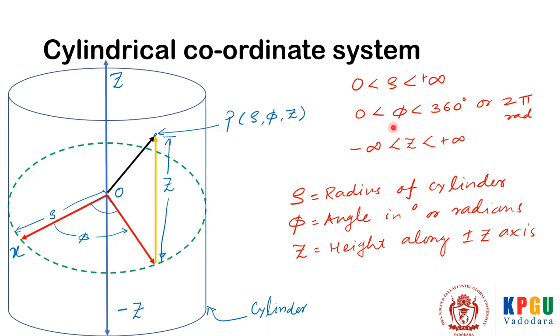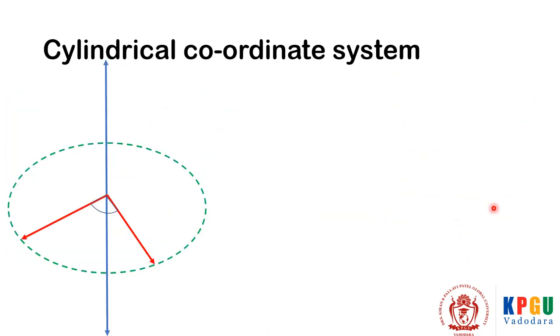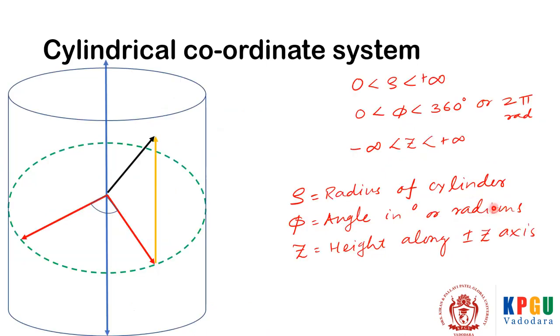I hope you understand that. And z can be along the positive z-axis, or it can be along the negative z-axis, so it can have any value from minus infinity to infinity. So these are the three coordinates. Rho is the radius of the cylinder, phi is the angle in radians or degrees, and z is the height along the z-axis. Next are the dimensions it can take, which we have already seen.